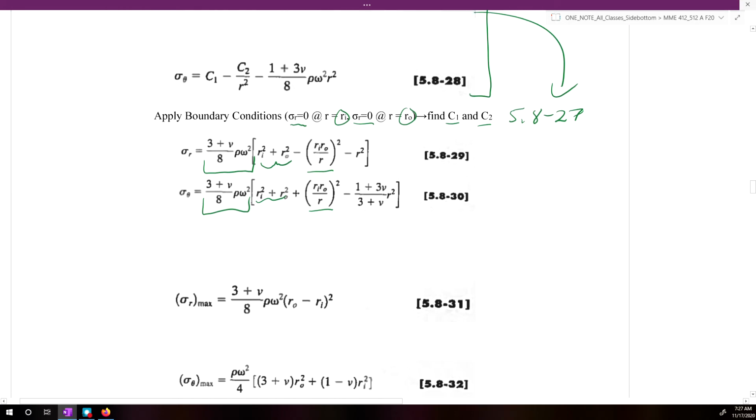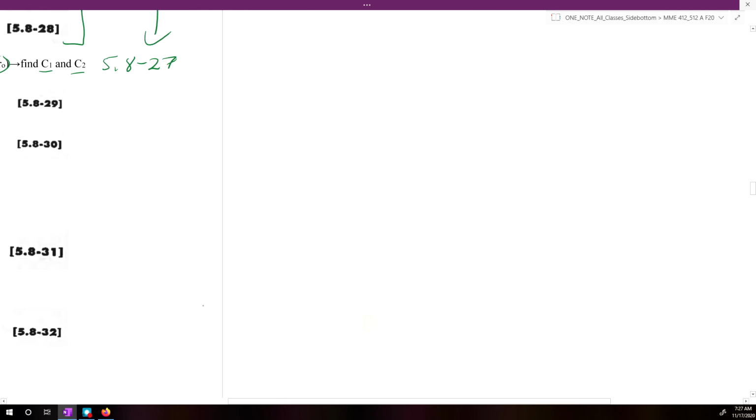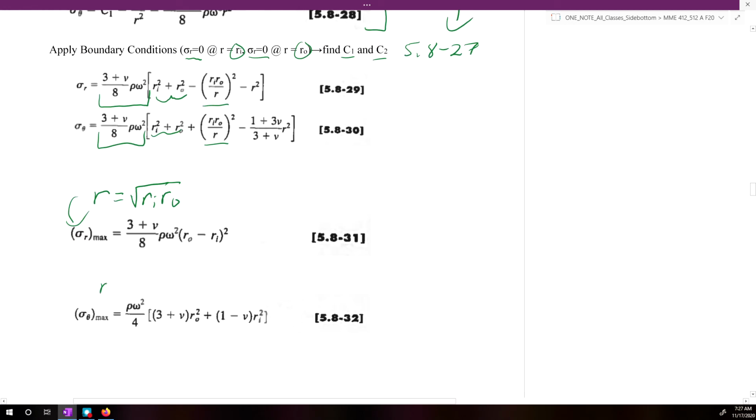The maximum radial stress due to rotary motion is going to occur when r is equal to the square root of Ri and Ro. The maximum tangential stress will always occur at the inner radius. So this is the maximum tangential stress, and it will always occur when the radius is equal to the internal radius.